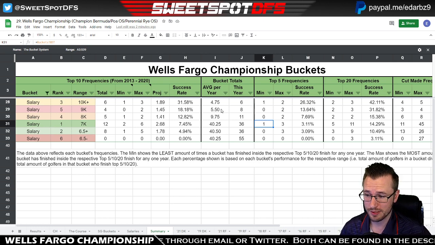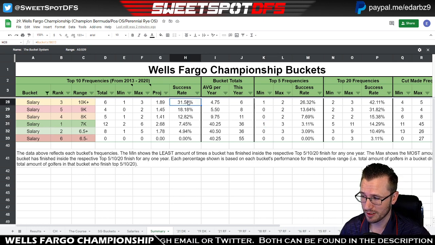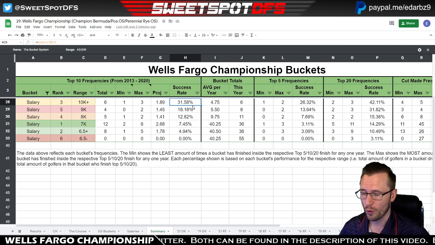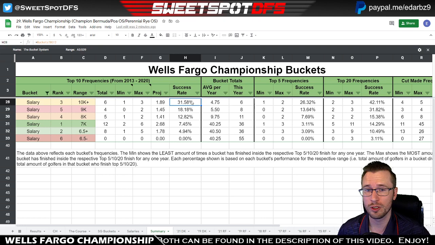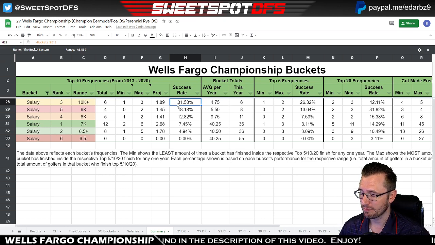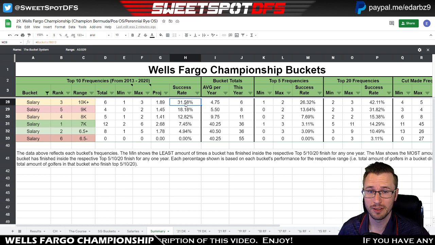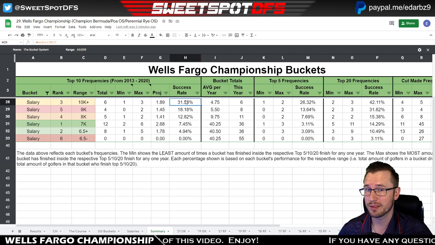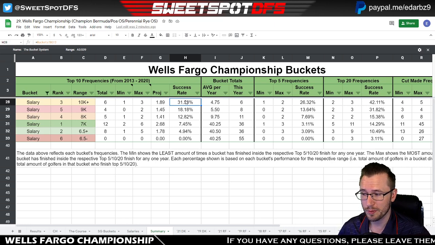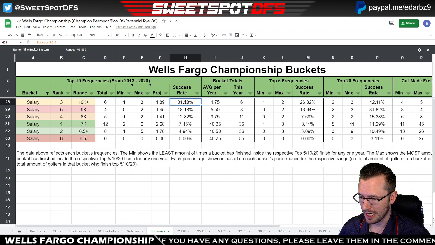The other big piece to look at all of this, success rate. So what is the success rate of 10K golfers finishing inside the top 10? What this is doing is it's looking at the total amount of golfers in that bucket and then basically dividing it by the amount of golfers that finish inside the top 10. So we can see 31% of 10K and above golfers finished inside the top 10. That's a pretty high percentage. It should give you a little bit more confidence to play a 10K golfer.